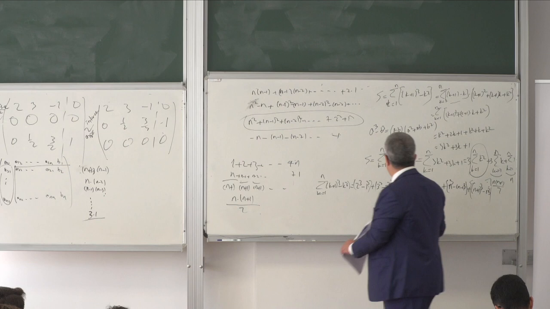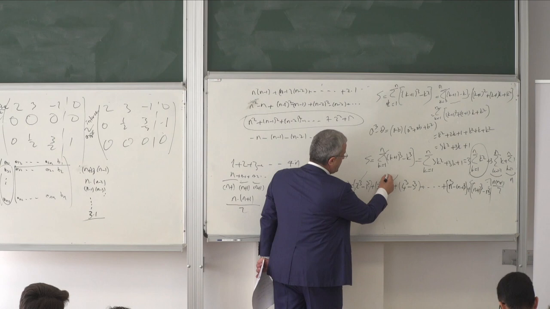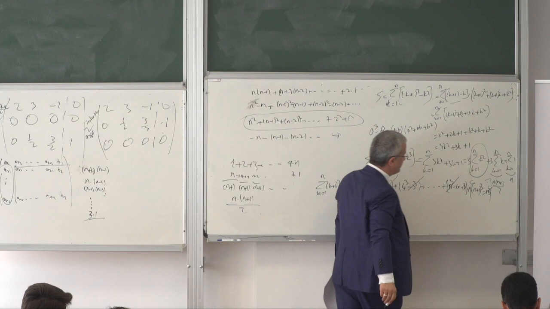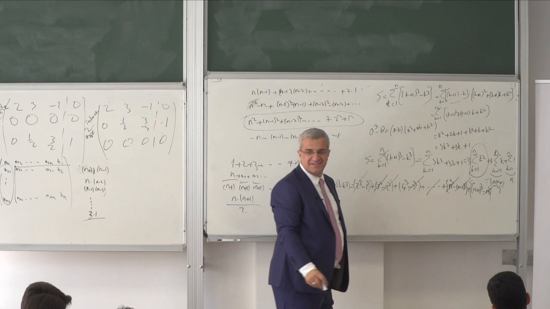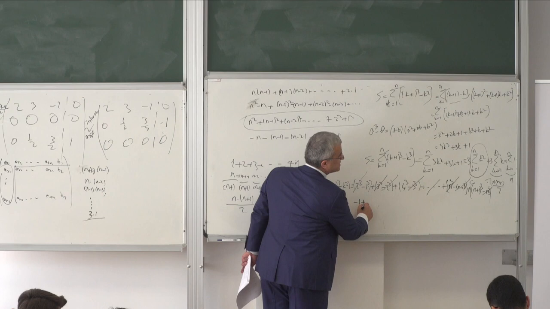Okay. You see this here. This cancels with this, right? What else? This cancels with this. This cancels with this. This, of course, cancels with this. All the way, everything cancels. What do you have? In the end, you have minus 1 plus n plus 1 cubed, right?